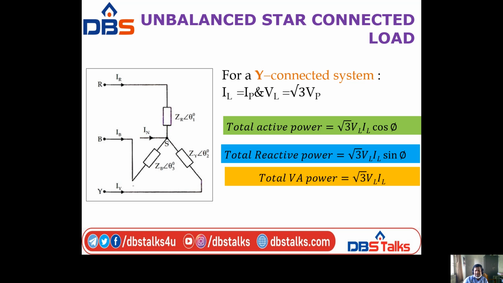For a star connected system, the voltages are different. VL is equal to root 3 V phase. Line current is equal to phase current. Therefore, total active power is root 3 VL IL cos phi. Reactive power is root 3 VL IL sin phi. And apparent power is root 3 VL IL, right?